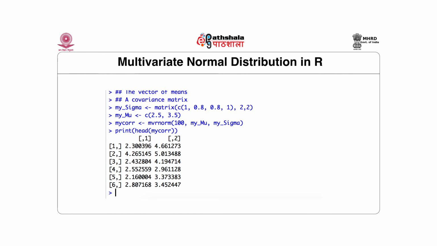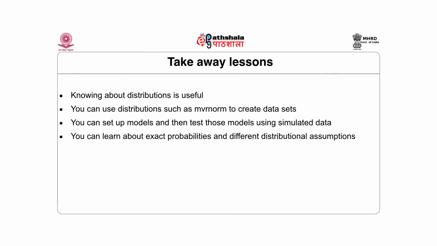So I hope it has given you a sense that there are a few things that you can do. You can use a binomial process for that matter, for studying, say, prevalence estimates of various occurrences and creating models out of them and creating simulations. So here are the takeaway lessons: using distributions is a very, very powerful thing that you must do if you're practicing statistics. Particularly if you use things like MVR norms, they're very useful in creating data sets. You can set up models, and then based on the models you can generate data, and then you can test this data to test the validity of other models, etc.